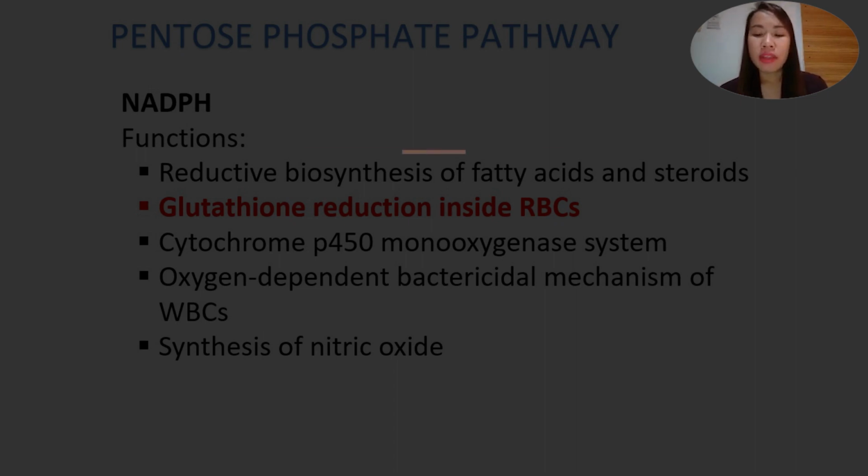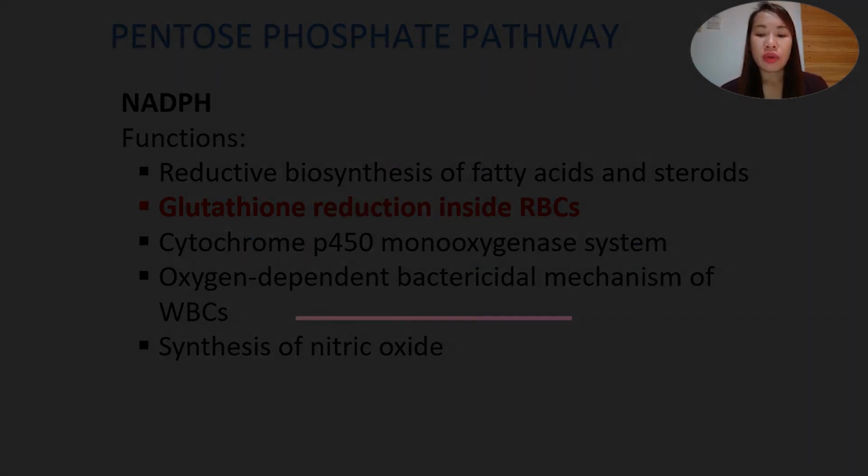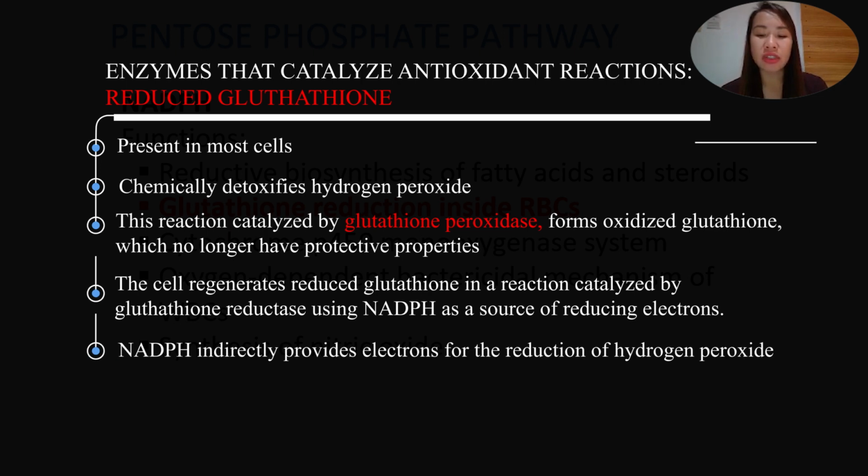Okay, now, meron tayong several protective mechanisms of the cell, and it includes reduced glutathione. So, first, the enzymes that catalyze antioxidant reactions is called reduced glutathione. So, pag-usapan natin kanina yung reactive oxygen intermediates, they have to be reduced. So, they have to be catalyzed, and these antioxidants has to be catalyzed using a reduced glutathione. Itong reduced glutathione is present in most of the cells.